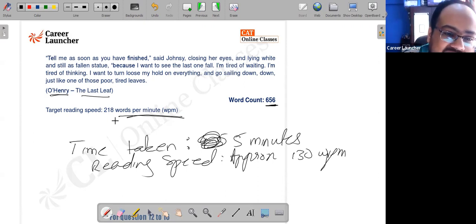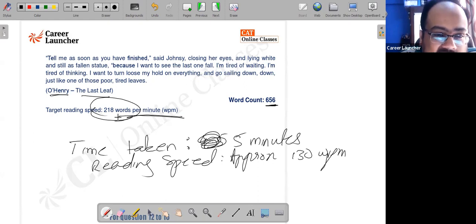For a passage of this kind in the exam, your target reading speed should be 218. When I say target reading speed of 218, it is for this particular passage. Your target reading speed will change depending upon the passage. In an easier passage, your target speed is expected to be higher. In a difficult passage, your target reading speed is supposed to be lower, and this was a difficult passage, right? So for this passage, it was required to be 218 words per minute.